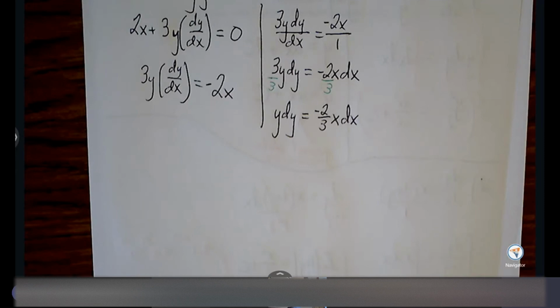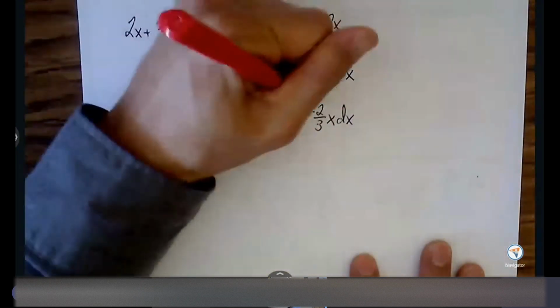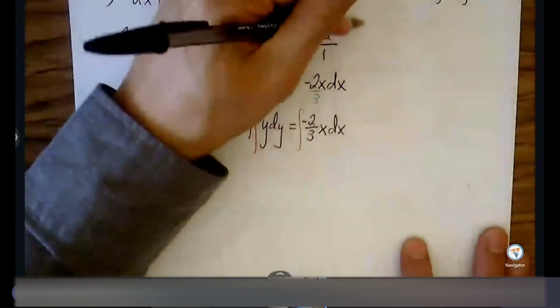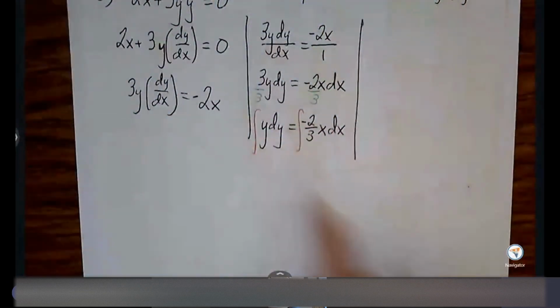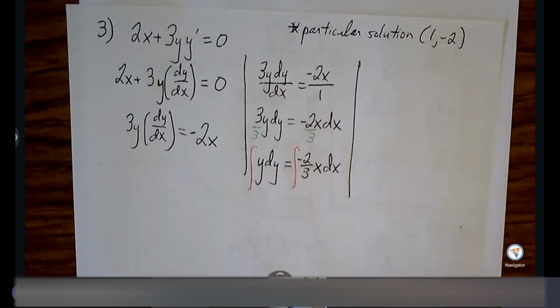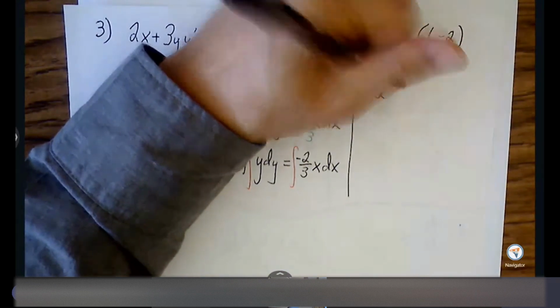Okay, so I think we're ready. We're ready to take our antiderivative. So, integral notation. Okay, what does y become? Okay, y squared over 2. Right. The right side, nice and easy, power rule.